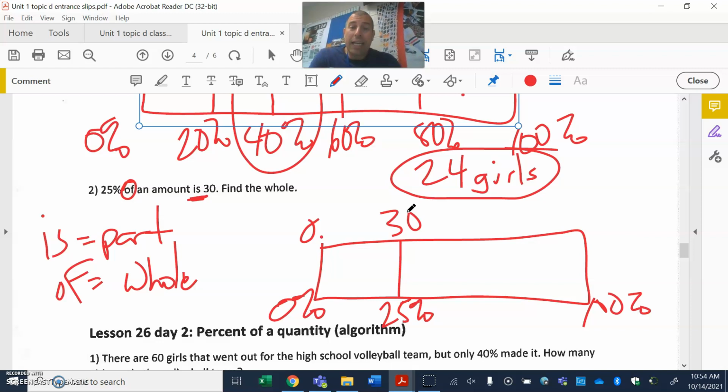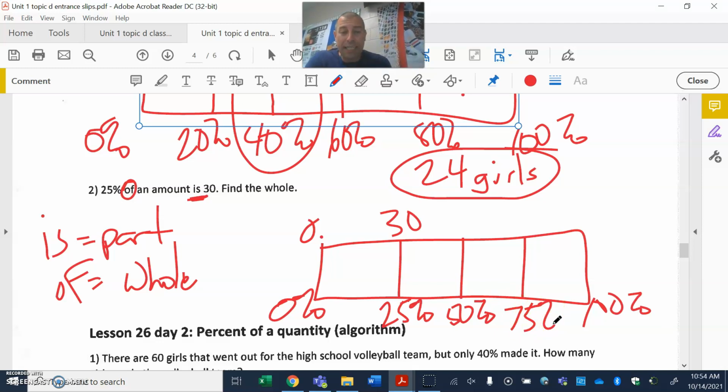Let's find what to count by. I got 0, 25, and I got 100. So what can you count by to land on 25 and land on 100? Think money, people. Think money. Quarters. Yes, 25, 50, 75. That gets me to my 100 that's there. So, as we can see here, to get to 25, it was 30. Well, we're going to put another 25 on. So now we're at 60.